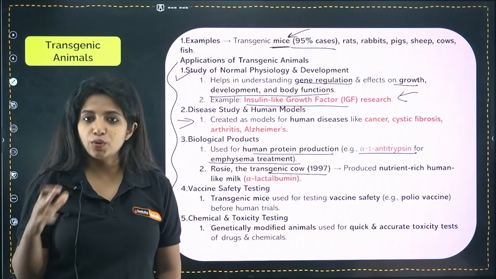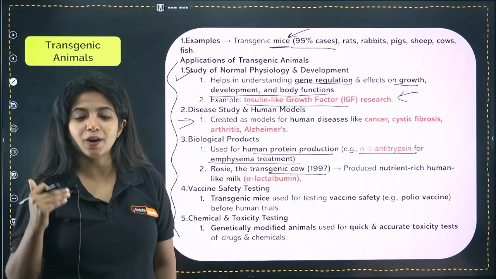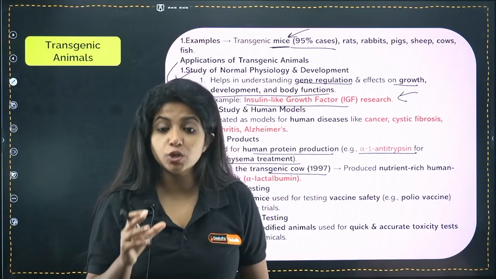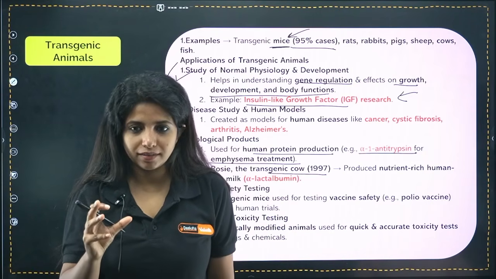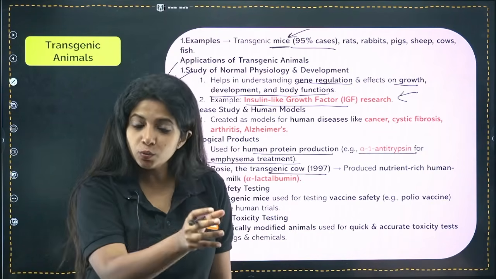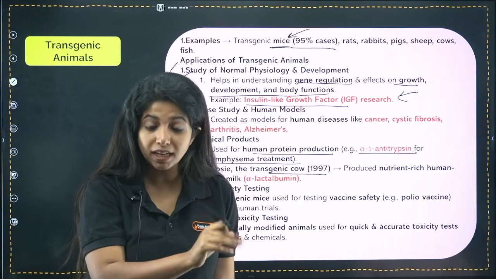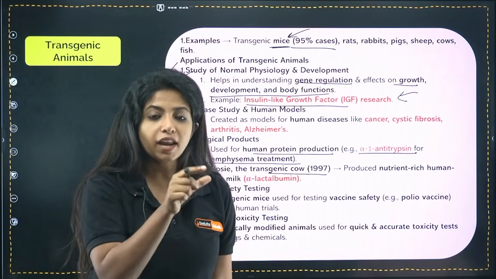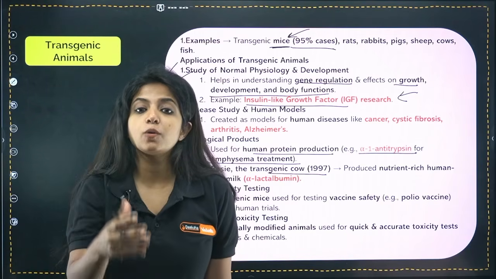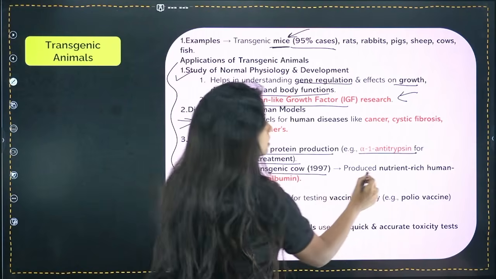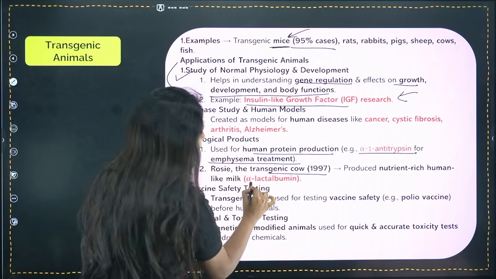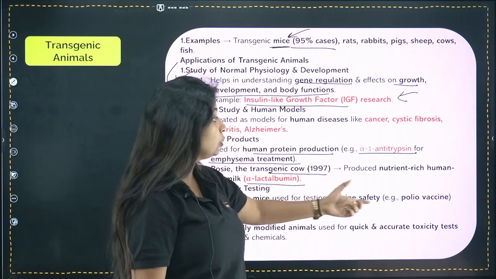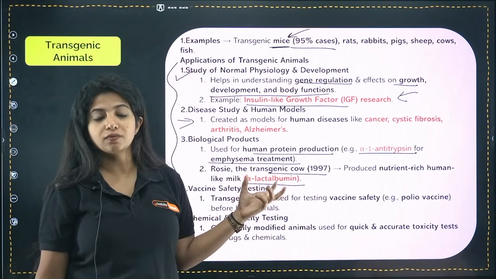The name of this cow is Rosie. What was this cow producing? This cow was producing milk enriched with a human protein, human milk protein. Only in human milk was this protein seen, but now you took the gene which produces that protein and put it inside the cow, and the cow is now producing milk having this protein, which you call alpha-lactalbumin. So Rosie, the transgenic cow, in 1997 produced nutrient-rich, human-like milk having a high amount of alpha-lactalbumin.